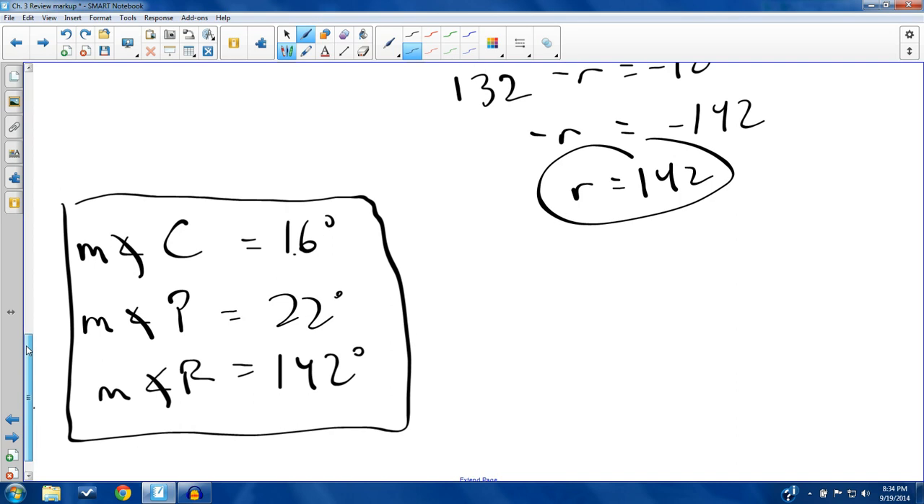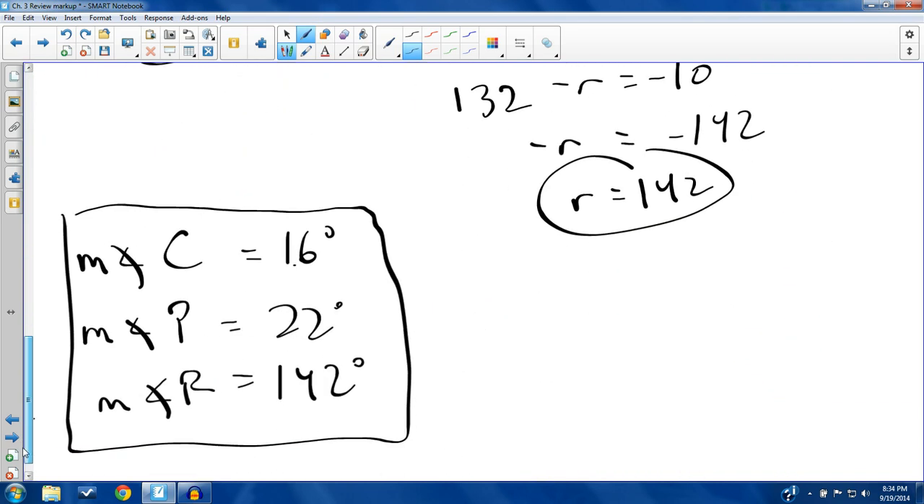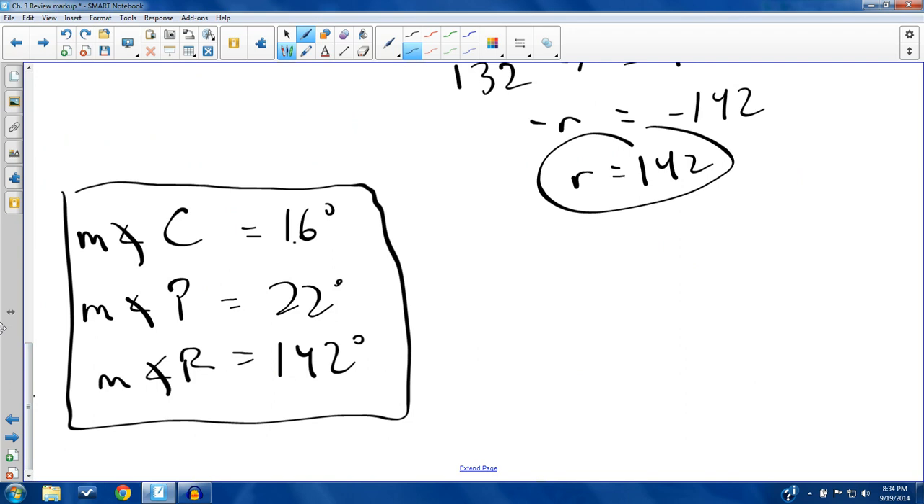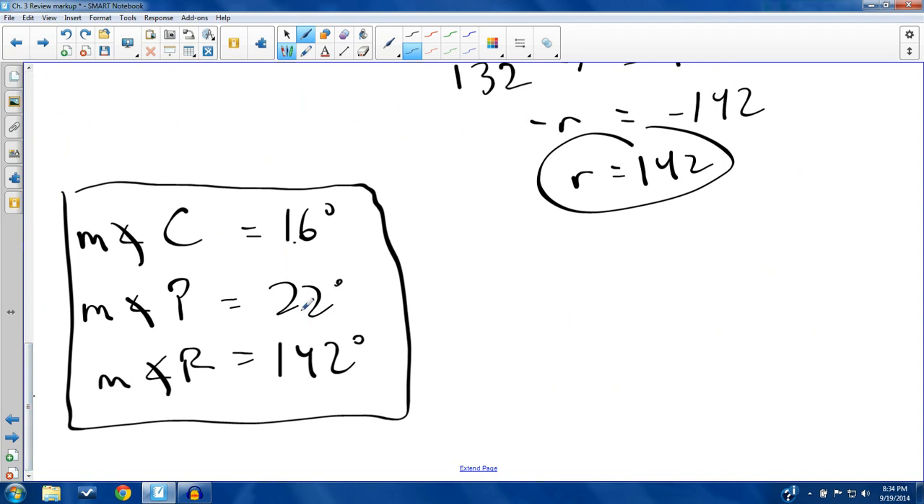You have to double check all 3 equations if you really want to, or do the problem all over again. But you double check that and you say, okay, does it make some sense? A little bit. Maybe read the problem again. It says the measure of angle R is 10 more than 6 times the measure of angle P. So R is going to be significantly bigger than P. I'm expecting that, so I'm kind of expecting that answer there. So that's my final answer. I hope that was good.